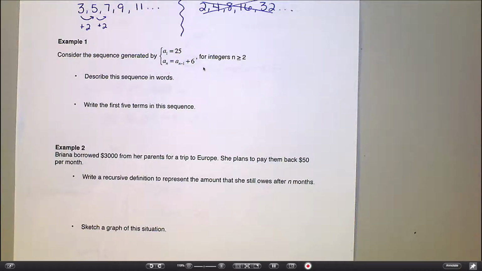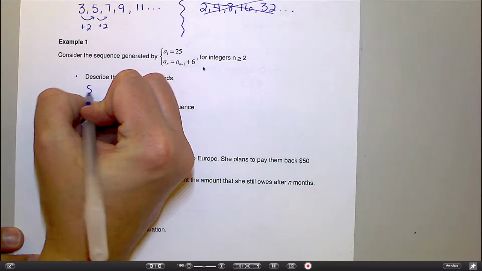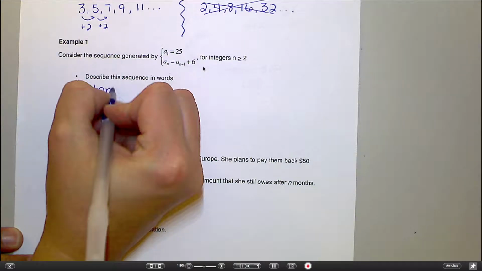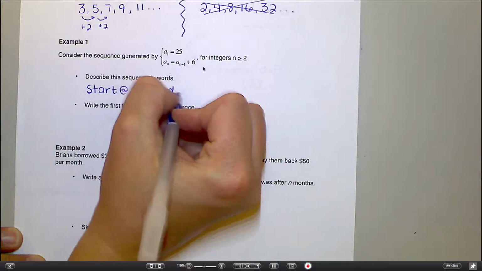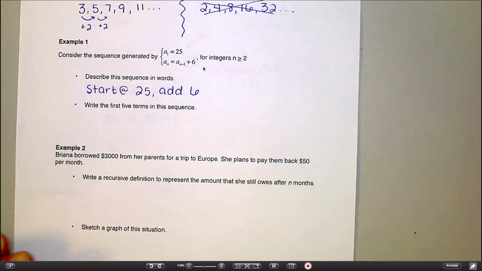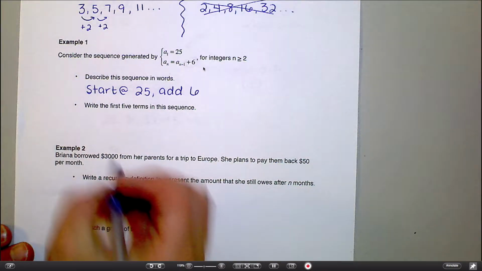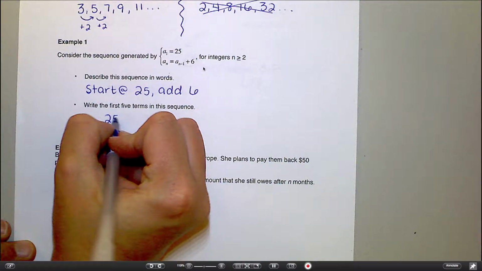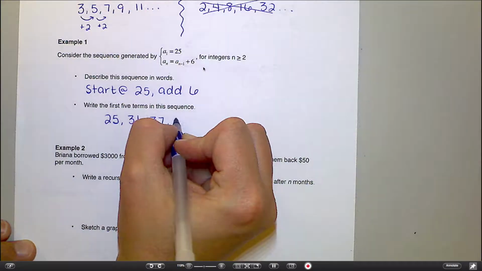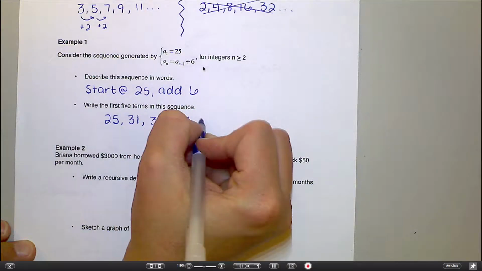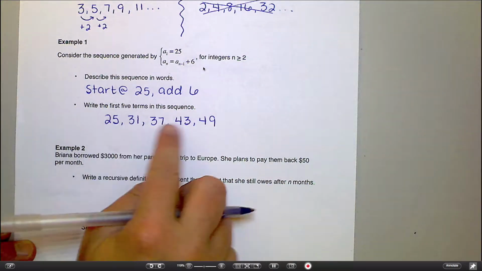Go ahead, Abby. You're adding 6 to the previous term. Okay, so I am adding 6 over and over again. There's another important piece. Haley? You start at 25. Good. So we want to make sure we get both of those things when we describe in words. That we're starting at 25, and then we're adding 6 over and over again. Okay? So what that would look like is you'd start with 25, and then you'd add 6 to get to 31, add 6 to get to 37, add 6 to get to 43, and so on. Is that all I need? Yeah, there's 5 there.